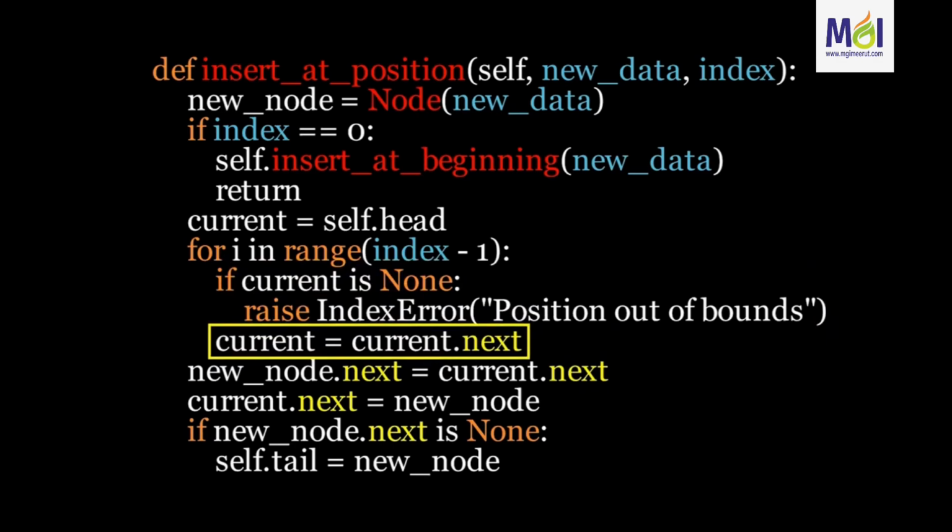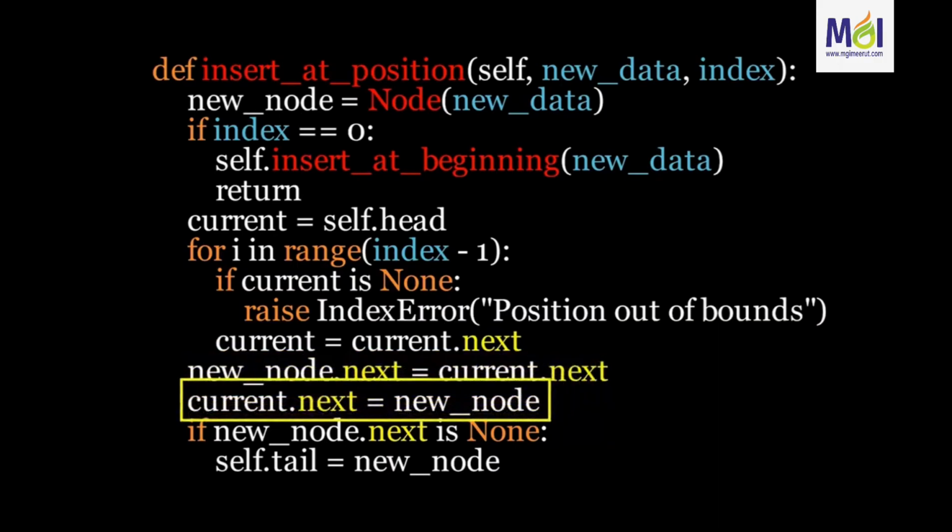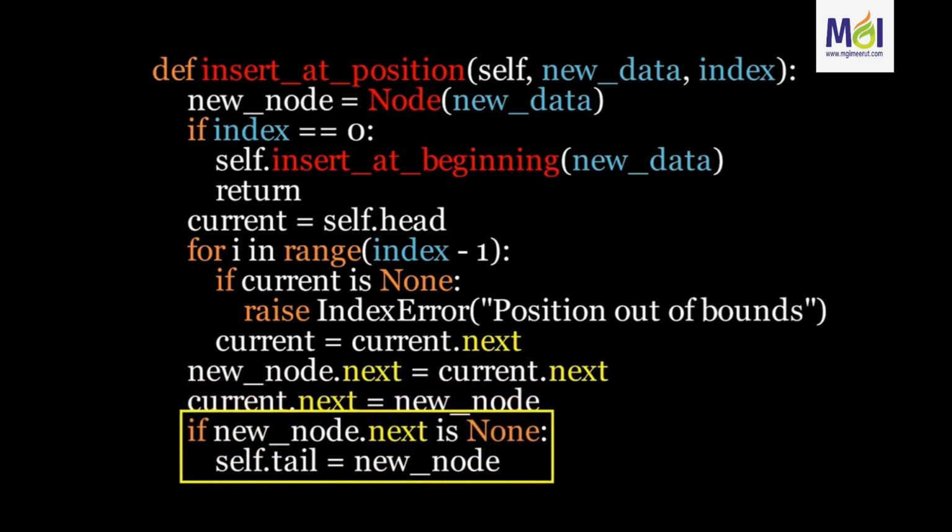Once the loop ends, we update the next pointer of the new node to point to the next node of current, and then update the next pointer of current to point to the new node. Finally, we'll check if the new node is the last node. If it is, we update the tail pointer to the new node.